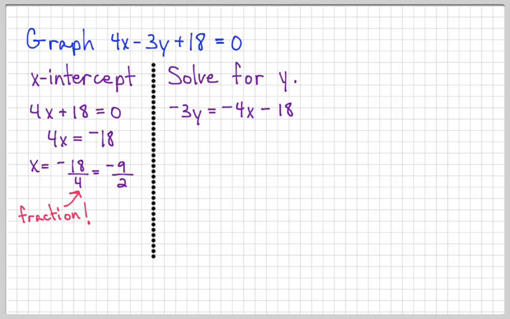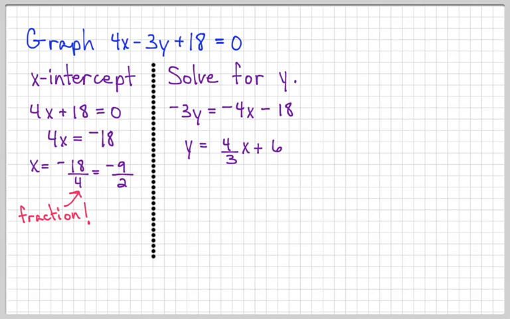And so to solve for y, we will take our x term and our constant to the other side of the equal sign, where they will become negative 4x minus 18. Divide everything by negative 3, and we're going to get y equals 4/3 x plus 6, because negative 4 divided by negative 3 would be positive 4 over 3, and negative 18 divided by negative 3 would be plus 6. Okay, now I have a slope and a y-intercept.